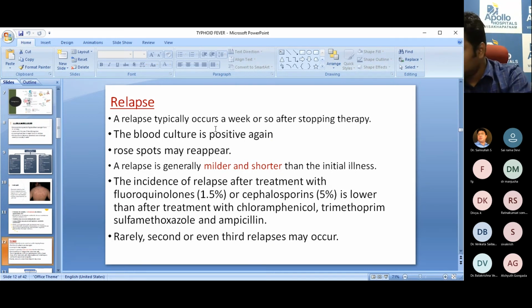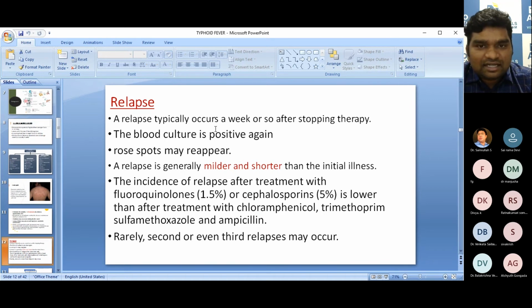Relapse. Relapse can be seen in typhoid fever, and typically occurs about a week after stopping therapy. Here, the blood culture can again become positive, and rose spots may still appear.